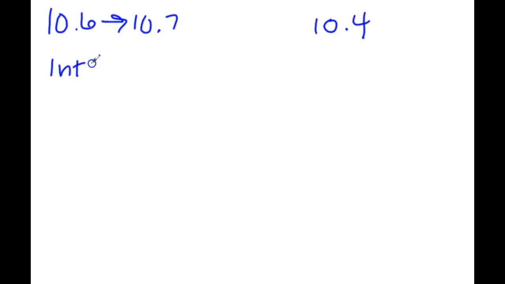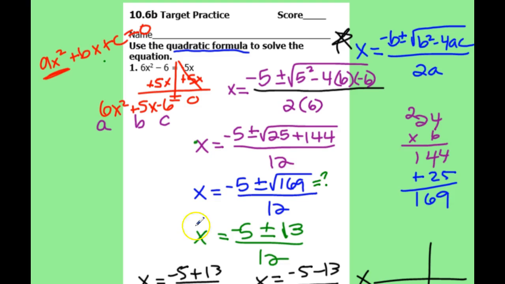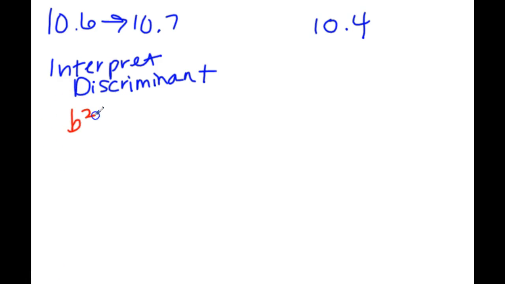10.7 was interpreting the discriminant, which is part of the quadratic formula that we used right back here. This was our quadratic equation or formula. The discriminant is just this part underneath the square root. So that part is b squared minus 4ac.